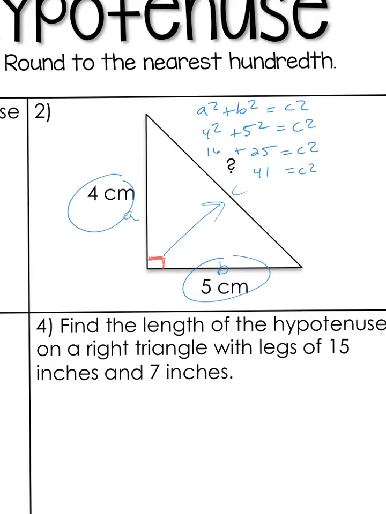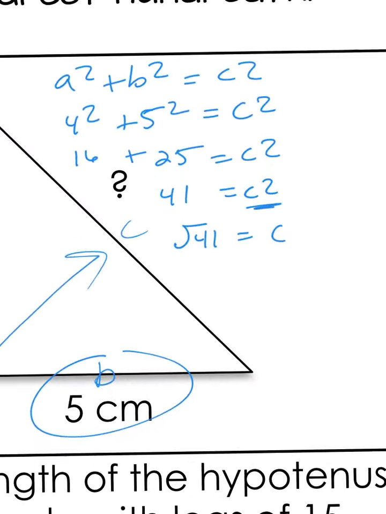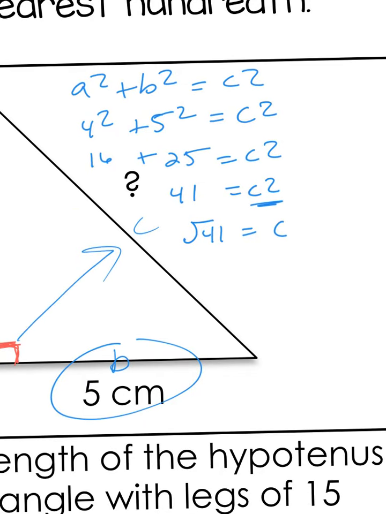Now, the opposite of something squared is the square root. So I'm going to take the square root of 41 is equal to c. And I want to show you how to do something. I can put that in the calculator, but one of the things I want you to push yourself to do is to do some of these without the calculator. So I know that the perfect square below the square root of 41 is the square root of 36, and then the one above it is the square root of 49.